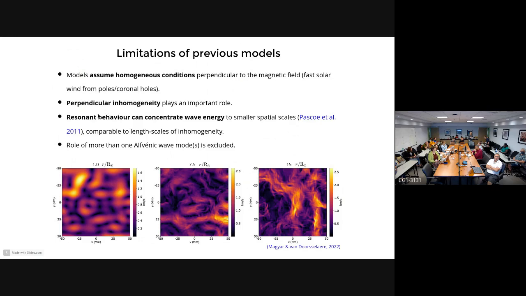If we do have the inhomogeneity, then the resonant behavior can concentrate the wave energy to the scales of the inhomogeneity itself. This has been shown by papers from Dave Pascoe and, very recently, by Robert Mega and Daniel Soray. They got the velocity fluctuations, and in the numerical model they go out gradually away from the solar surface. Due to the inhomogeneity, the wave energy concentrates to the scales of the inhomogeneity injected into their model.